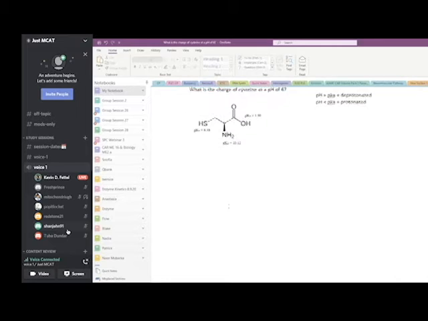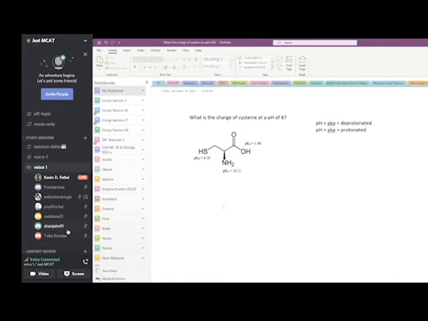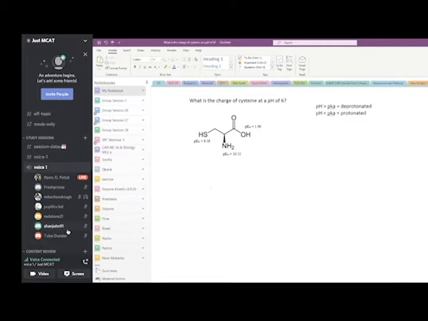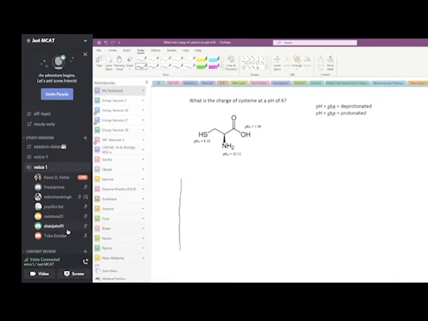So the way I like to rationalize this out, to determine whether a subgroup or a group in general is going to be deprotonated or protonated, and by extension, whether it has a negative or positive charge, is to imagine that we have this beaker. Let me draw a beaker real quick. And we have it filled up with some kind of fluid, let's say water.